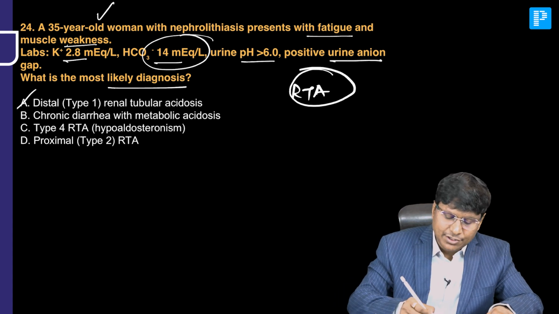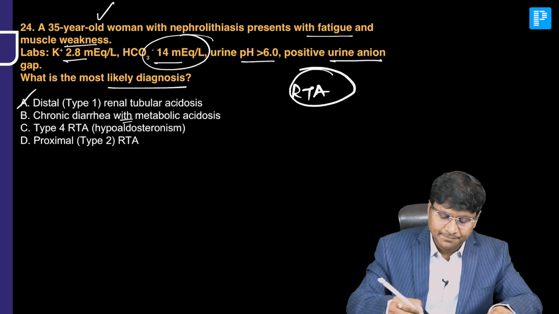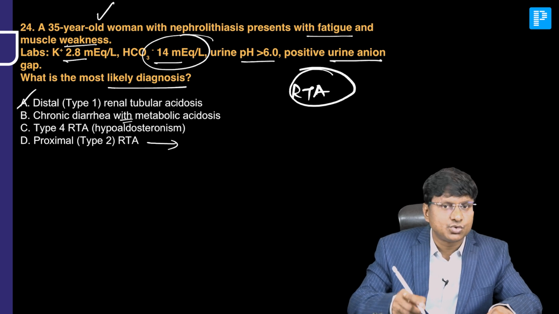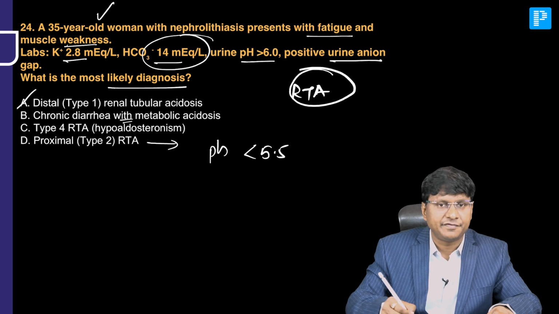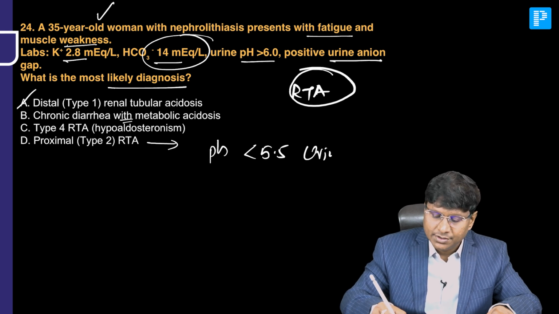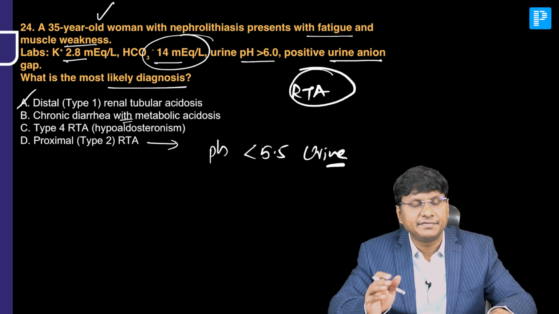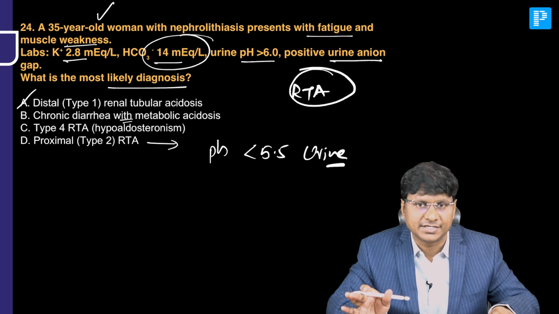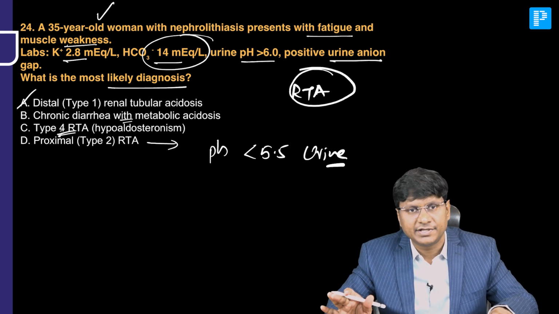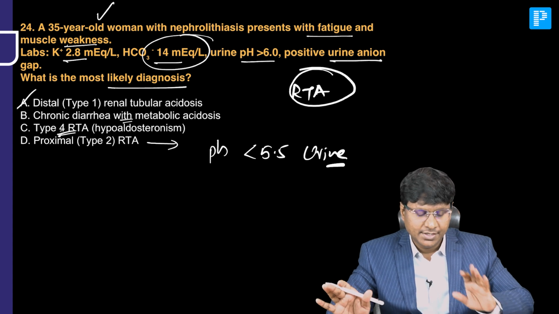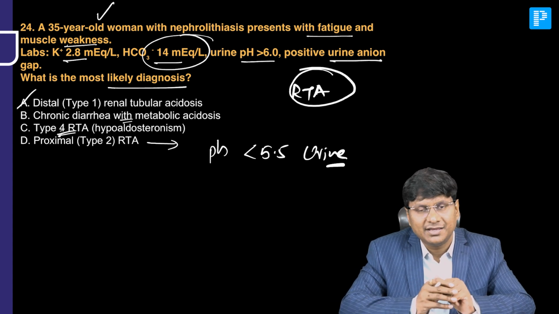Whereas in type 2 renal tubular acidosis, how is it ruled out? Type 2 renal tubular acidosis is ruled out by the pH, where the pH is less than 5.5. Which pH? The urine pH. Urine pH will be less than 5.5 in case of type 2 renal tubular acidosis, right? And in case of type 4, you don't have nephrolithiasis, renal stone formation will not be there. So that is the reason why the answer is A in this question.